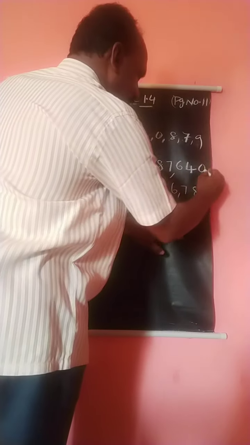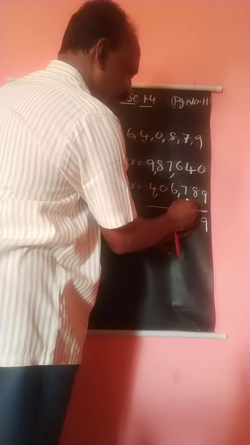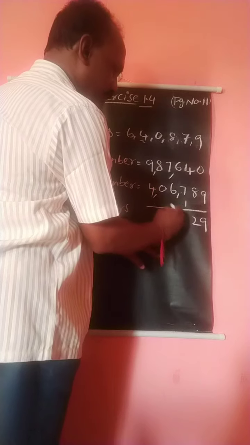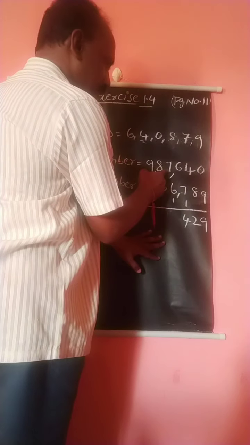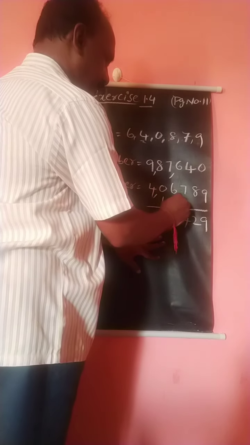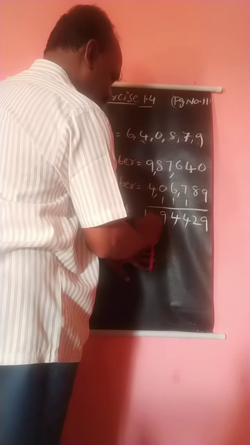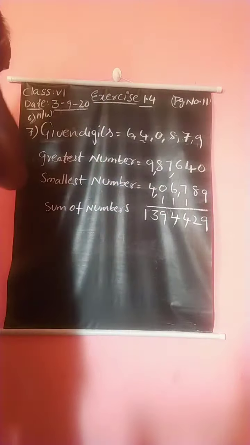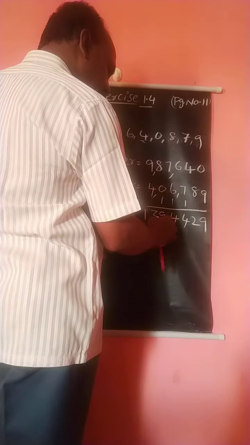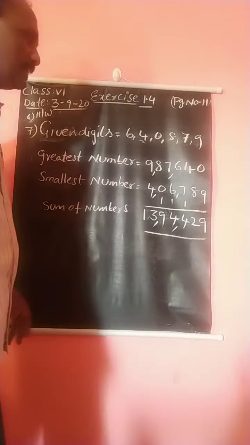Listen here. By adding, 0 plus 9, 9. 4 plus 8, 12. 6 plus 7, 13 plus 1, 14. 7 plus 6, 13 plus 1, 14. Next, what is that? 8 plus 1, 9. 9 plus 4, 13. That means units, tens, hundreds, thousands, ten thousands, lakh, ten lakhs. 13 lakhs 94,429.